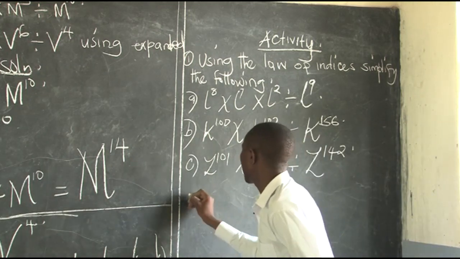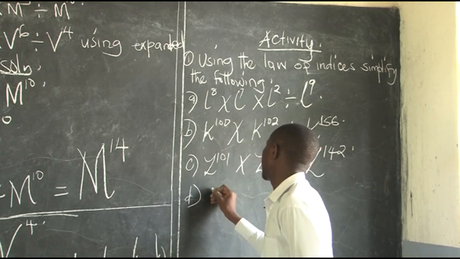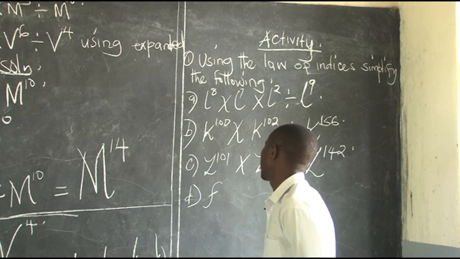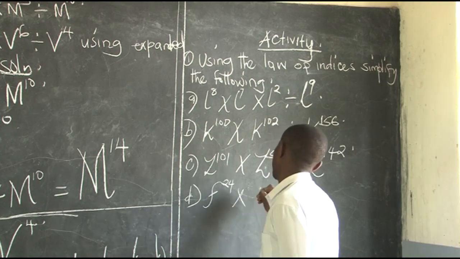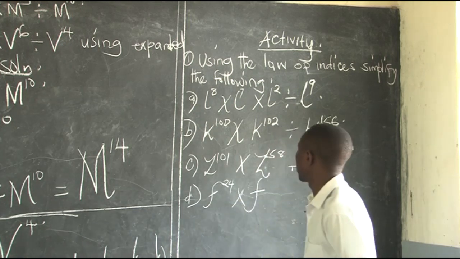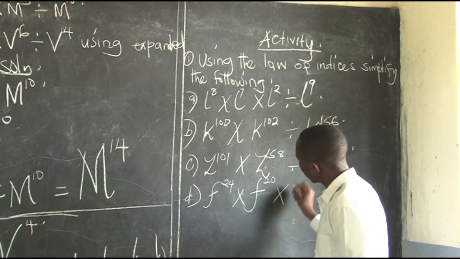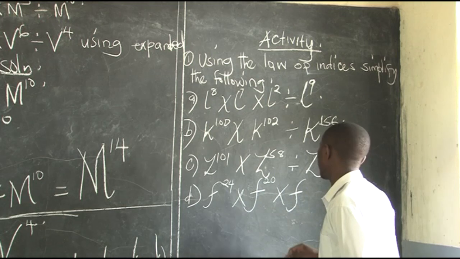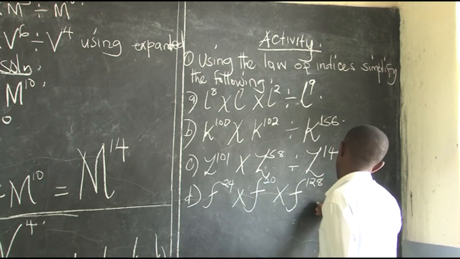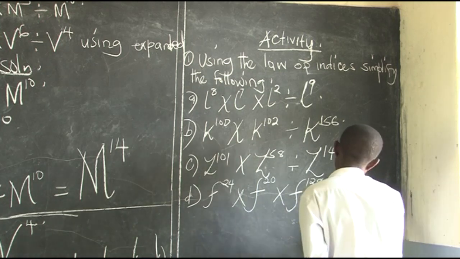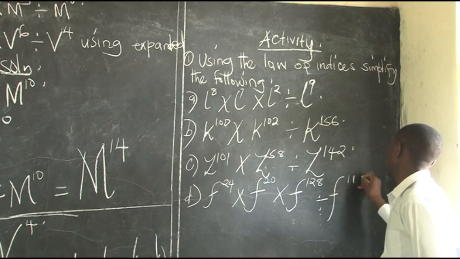Then we shall also have D as F to power 24 times F to power 20 times F to power 108 divided by F to the power 111.